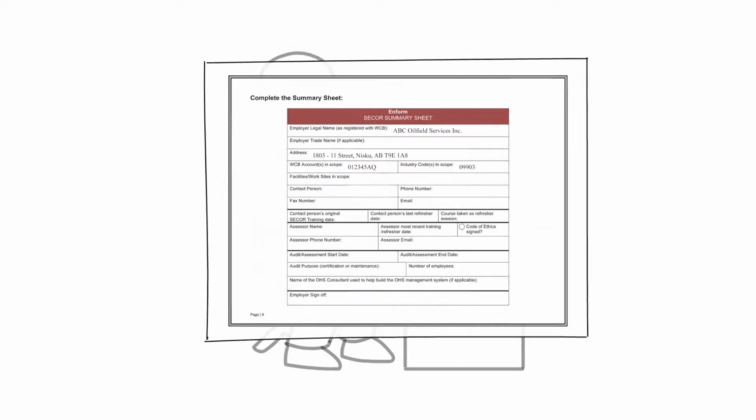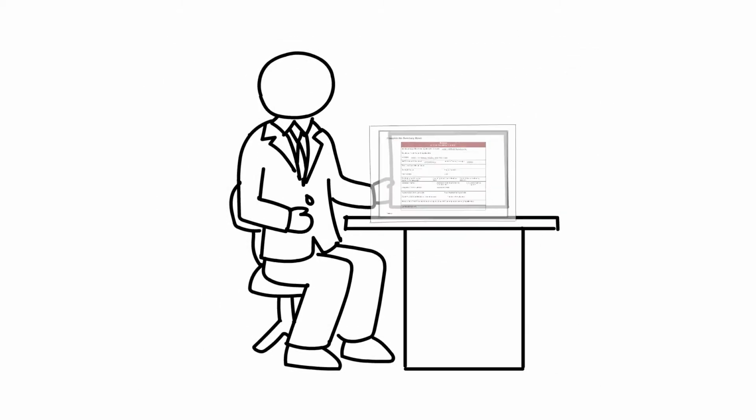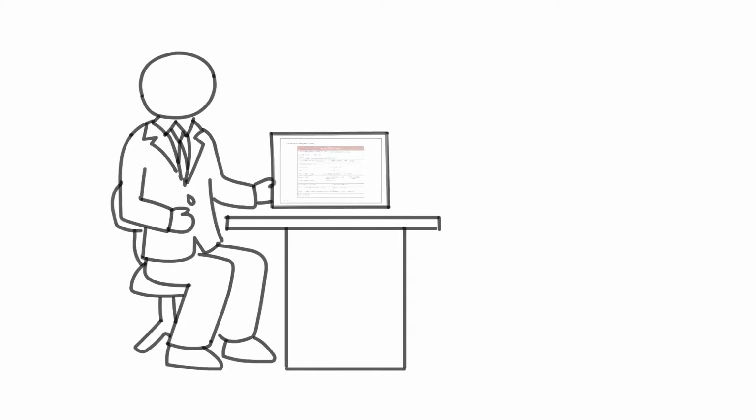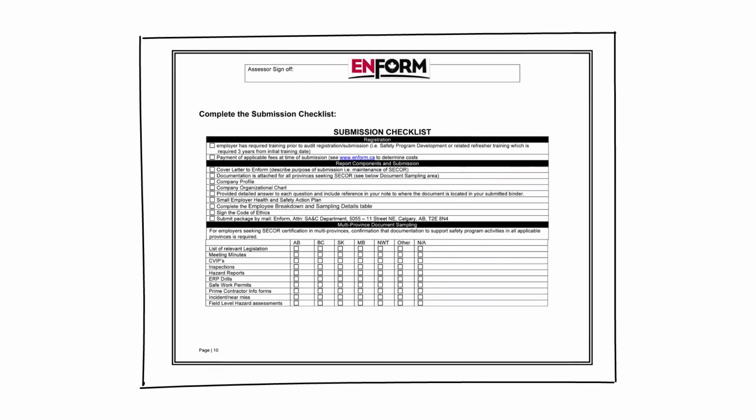The SECOR summary sheet provides basic employer information to Enform and allows for an efficient method of logging your audit into your account. Because Enform staff will refer to this sheet during your audit review, it's important the information is properly filled out. Next, let's look at the submission checklist.